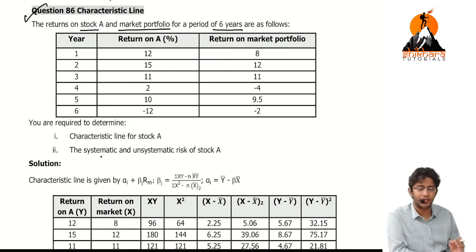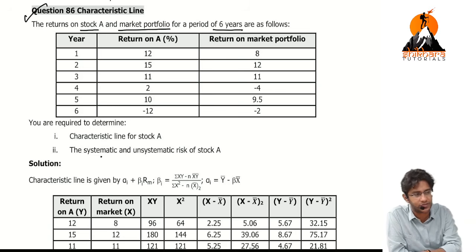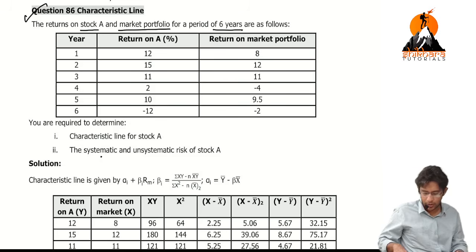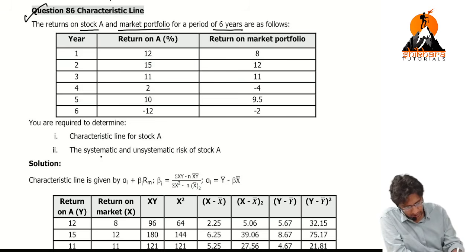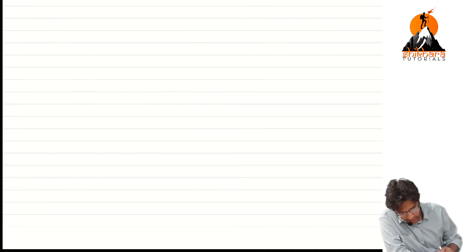Once you work out the characteristic market line, whatever risk of the security is there, you have to break it into systematic and unsystematic using the Sharpe single index model formula. That is easy only, sir. That's not a problem. So let's first work out the characteristic line equation. Question number 86 it is.